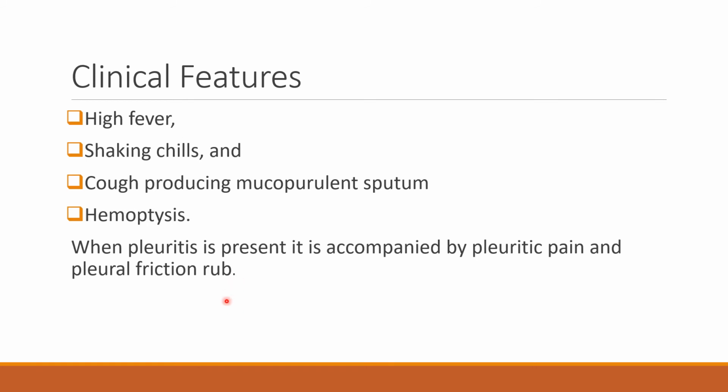Clinical features: how these patients present to us with pneumonia. They have high fever, shaking chills, and cough that produces mucopurulent sputum and hemoptysis, that is presence of blood in the sputum. And when pleuritis is present, so inflammation of the pleura is also present, and it is accompanied by pleuritic pain and pleural friction rub. This is the raspy breathing sound, and that can be auscultated by the stethoscope.